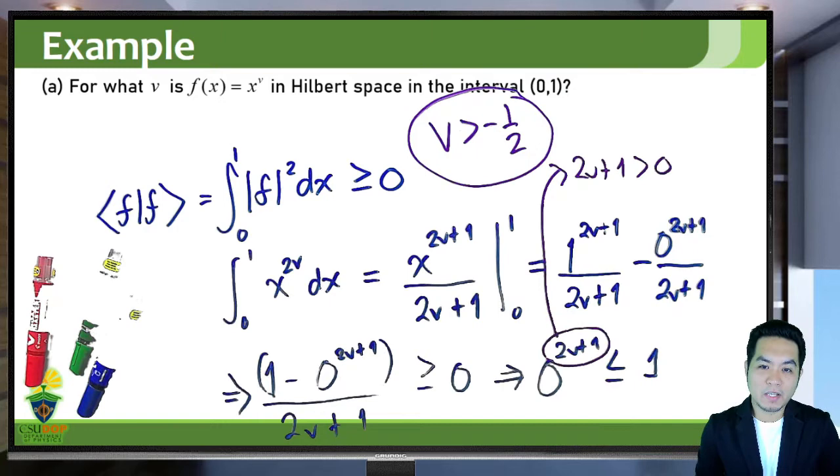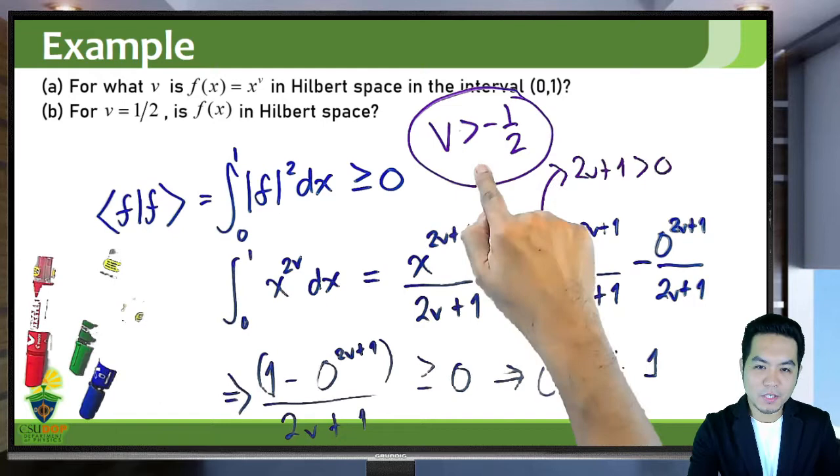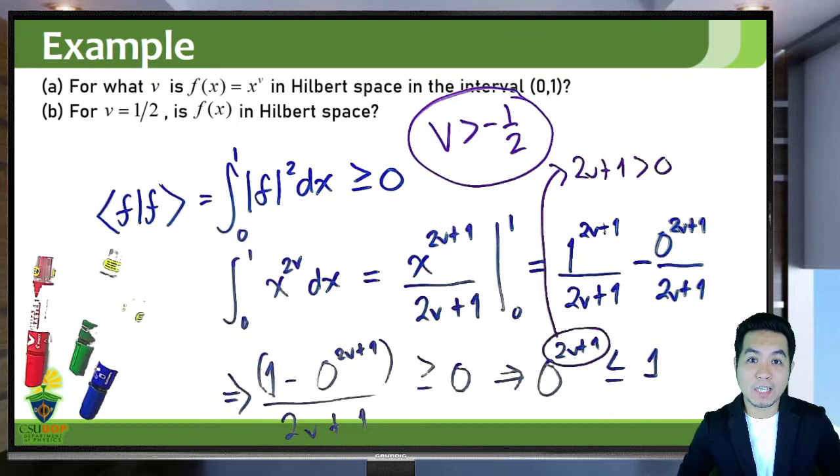So if v is less than negative 1/2, then your function here, x to the v, will no longer be in Hilbert space. For v exactly equal to 1/2, is f of x in Hilbert space? Obviously yes, because the condition is v greater than negative 1/2, and v equal to 1/2 is definitely greater than negative 1/2. So yes, f of x is still in Hilbert space.